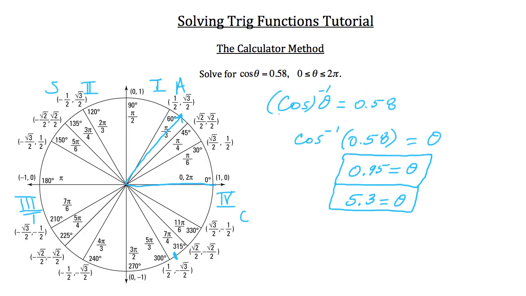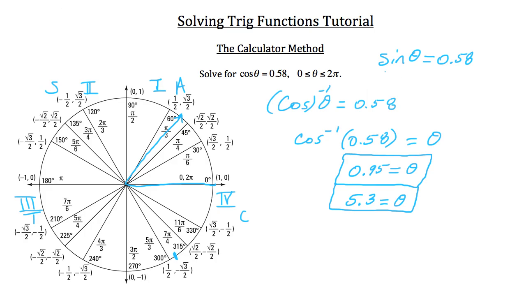However, imagine if this problem were the sine of theta is equal to 0.58. If the sine of theta were equal to 0.58, you know that one of your answers would be here, because all of our trig functions are positive in this quadrant, and in this case we were given a positive sine trig function.